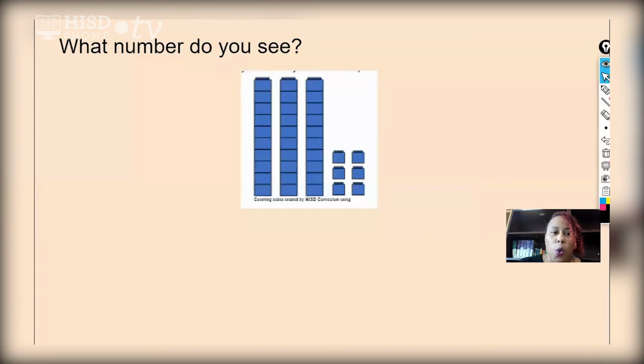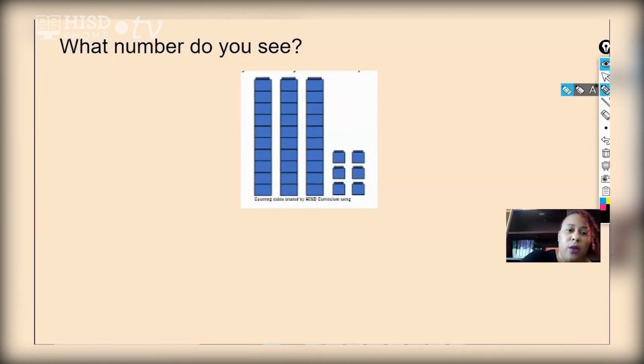Look at this model. What number do you see in this model? Take a look at how many tens do you see? How many ones do you see? We have seen these place value blocks, so we know each of these bars is representing 10. So we can find the answer by counting these bars by 10. And we know each box is representing 1.